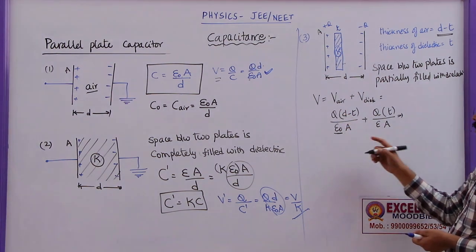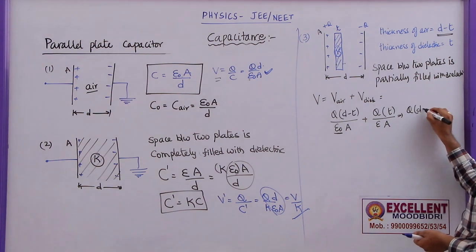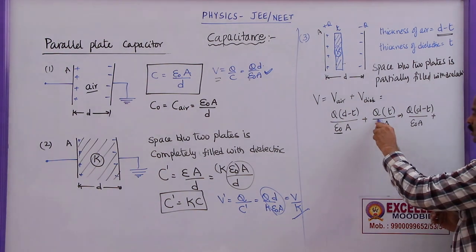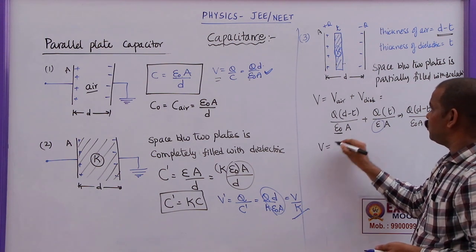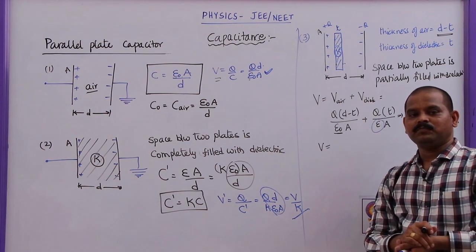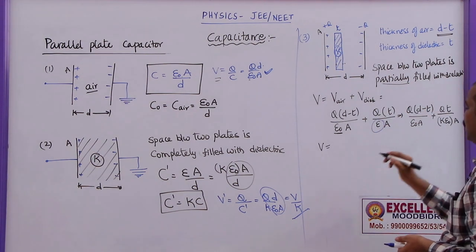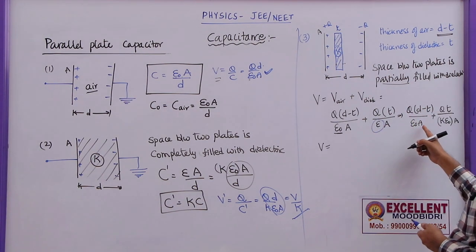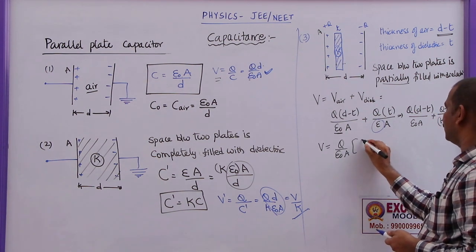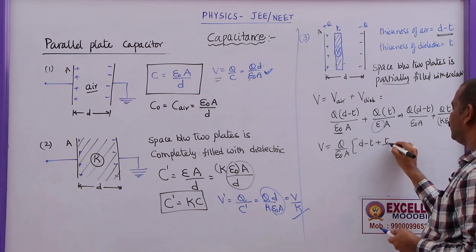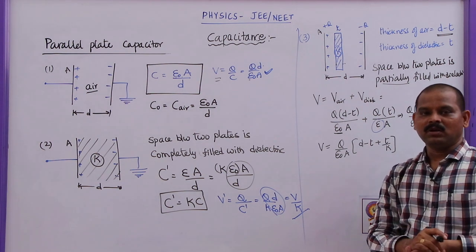So, what are the common terms here? Let me simplify this one: Q (d minus t) by epsilon naught A plus, this you can write as k epsilon naught. So, this you can write Q t by k epsilon naught A. So, the potential difference between the two plates when the space between the two plates is partially filled with dielectric: Q by epsilon naught A is common, the remaining terms are (d minus t) plus t by k. So, this is the potential difference between the two plates.